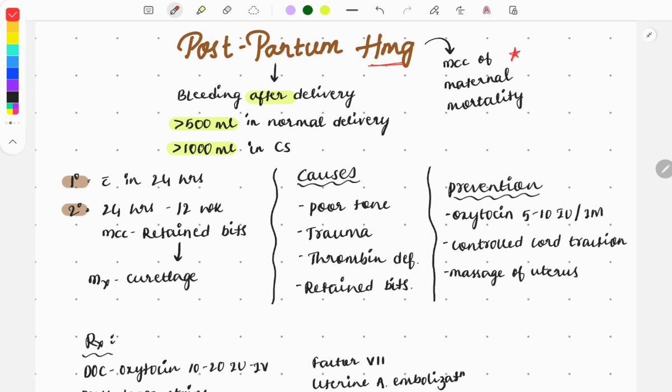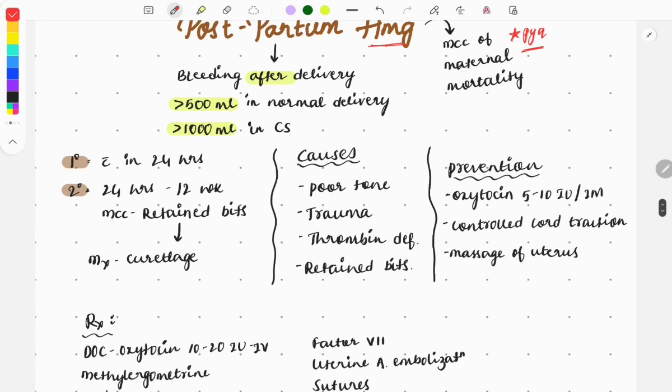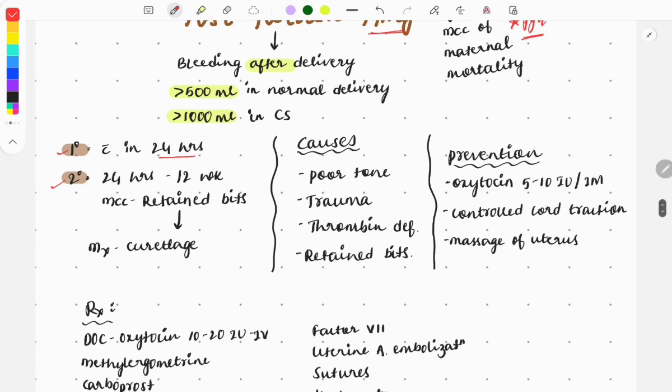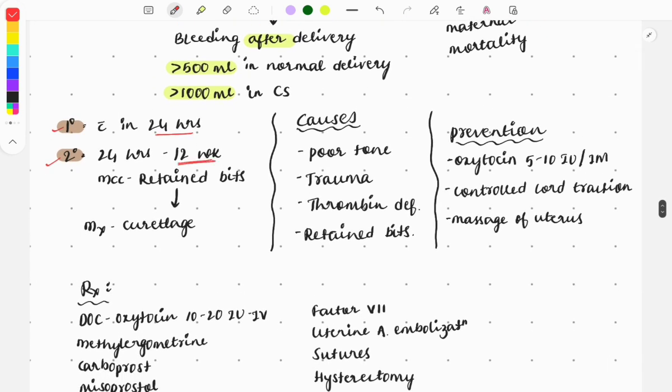So this is a PYQ. It is the most common cause of maternal mortality, asked as a one-liner in the previous year. Postpartum hemorrhage is classified into two types, primary and secondary. Primary means the bleeding occurs within 24 hours, and if the bleeding occurs after 24 hours but within 12 weeks, then it is called secondary PPH.